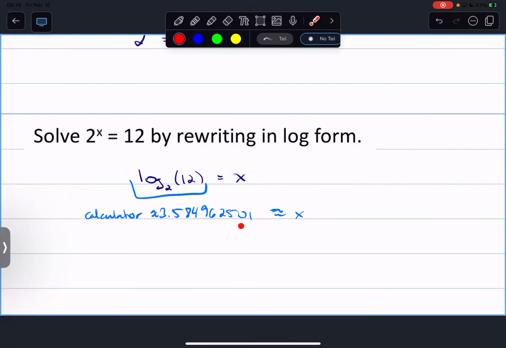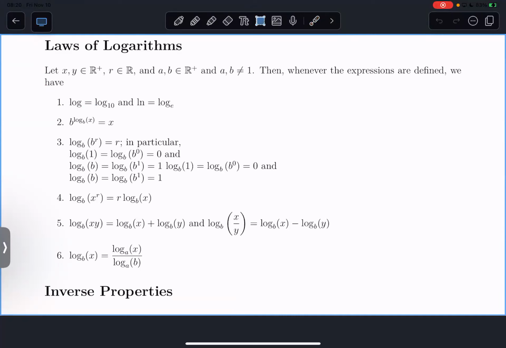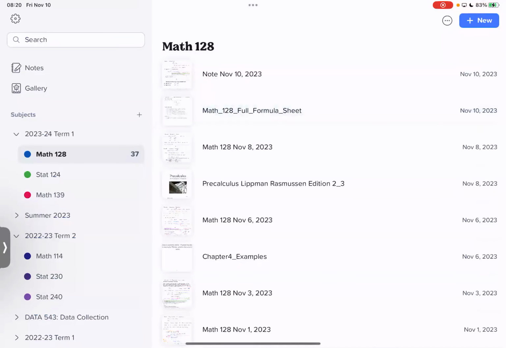Good. We talked about, where's your formula sheet? We talked about the common log and the natural log last day, but let's just bring them in.